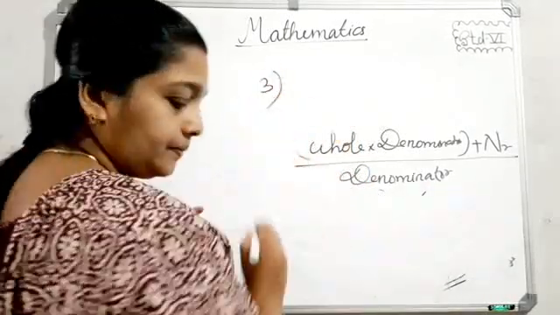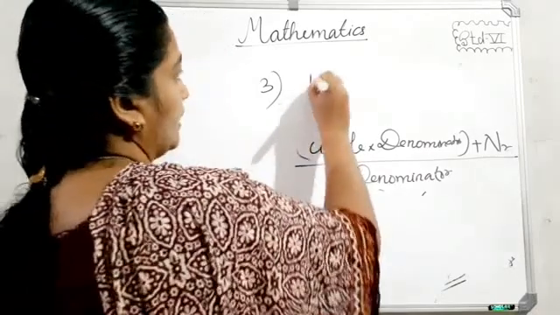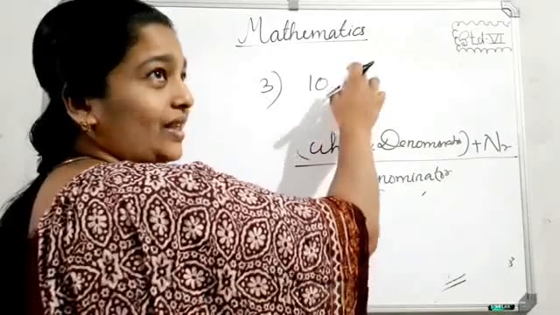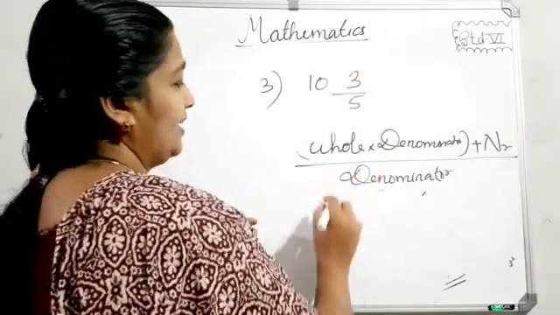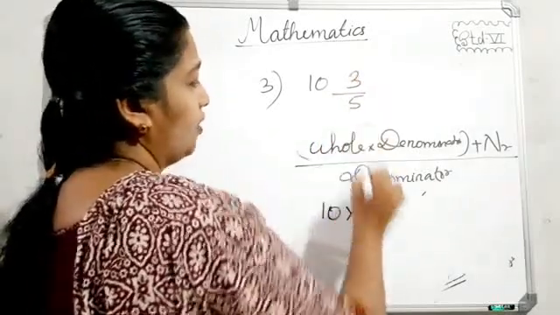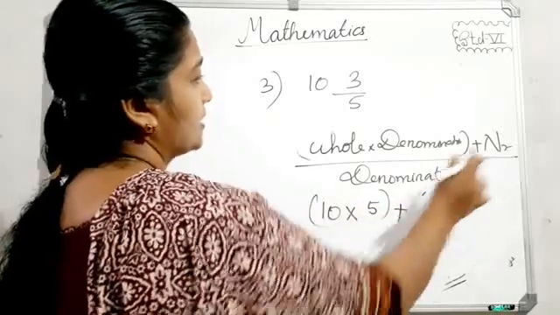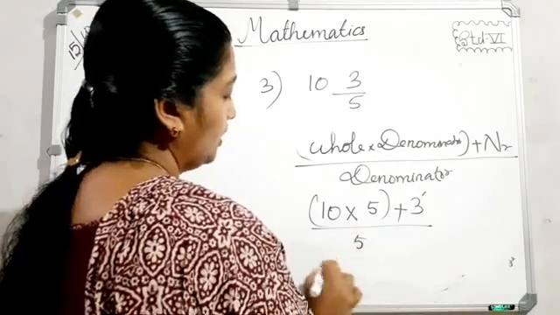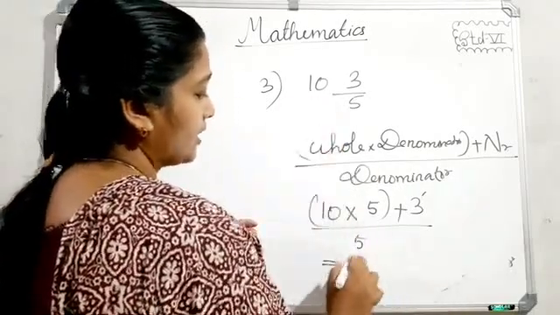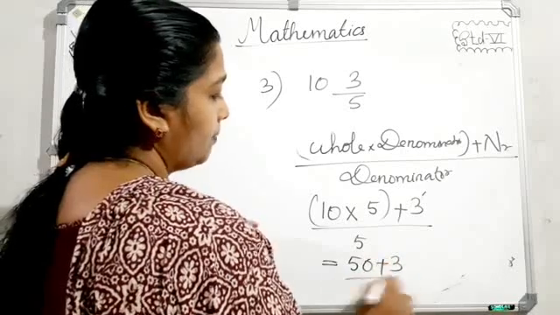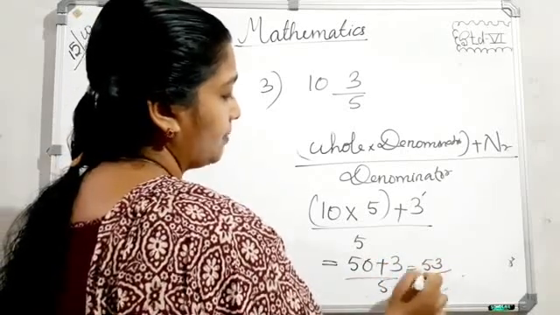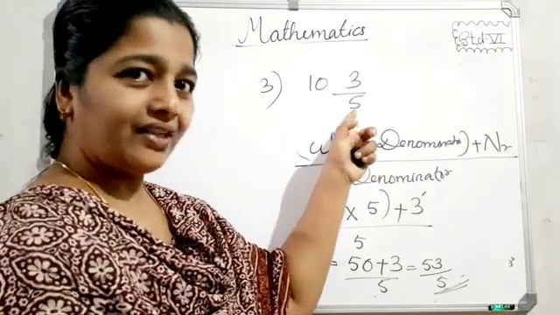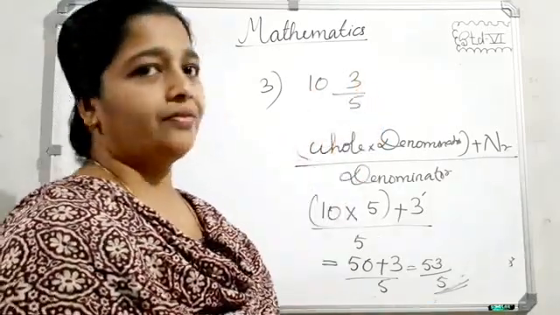Question number 3. 10 and 3 by 5. Say the answer. 10 fives are 50. 50 plus 3 is 53. Yes, that is 10 into denominator 5 plus numerator 3, by 5. Isn't it? So you can solve very easily. 50 plus 3 by 5 equals 53 by 5. That is the answer we got earlier: 10 into 5 is 50, plus 3, 53 by 5.